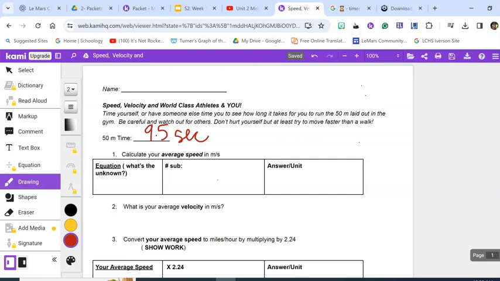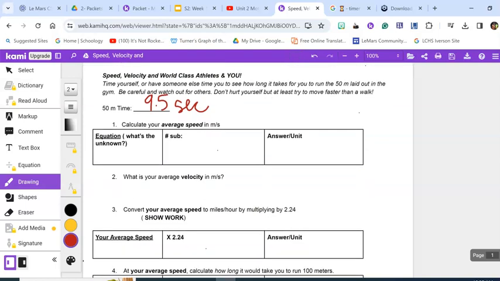Okay? So, the first thing they're asking us for is average speed. Now, you have done speed problems before. I'm going to put the speed triangle up here. Speed is equal to distance divided by time. In the speed triangle, this line represents division, this line represents multiplication.